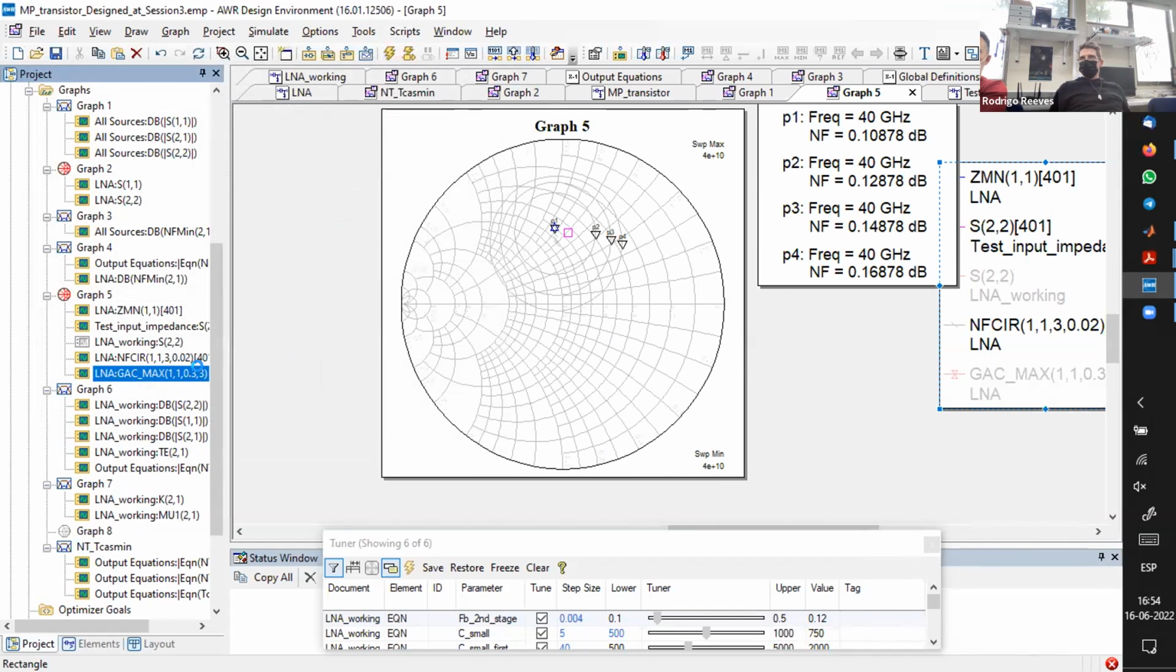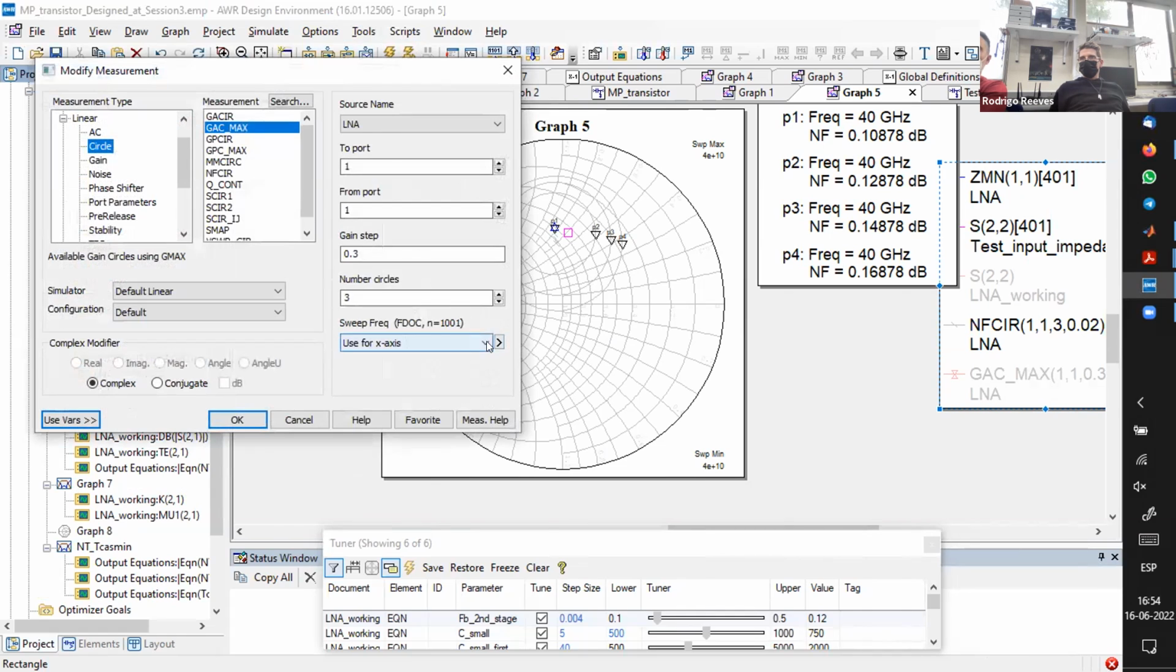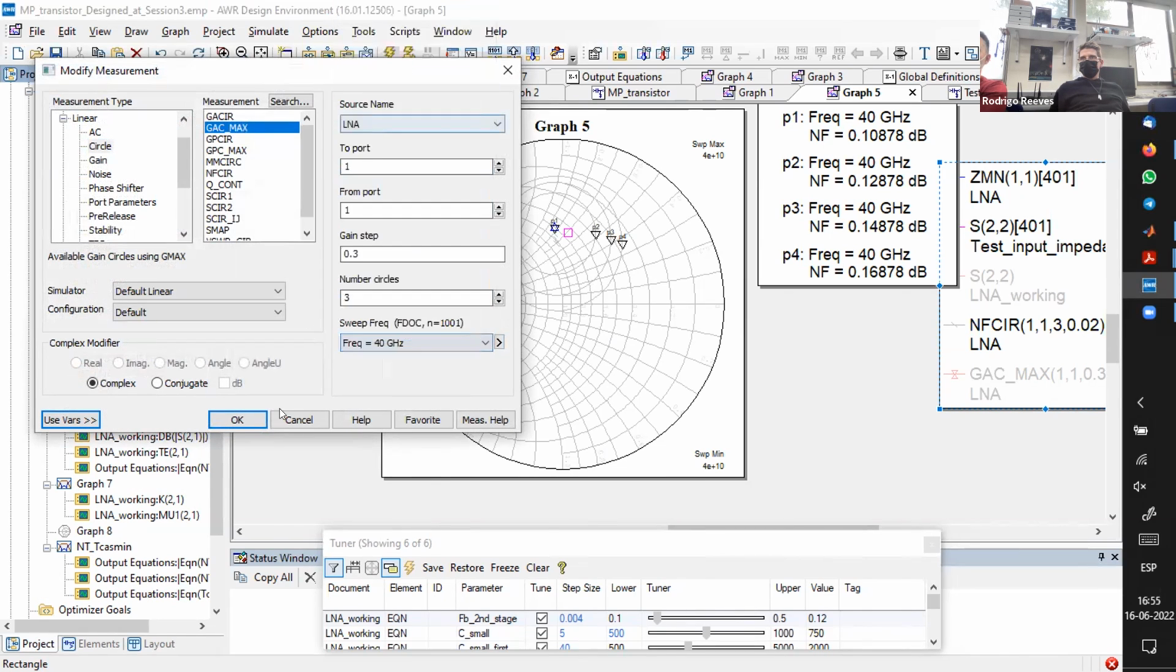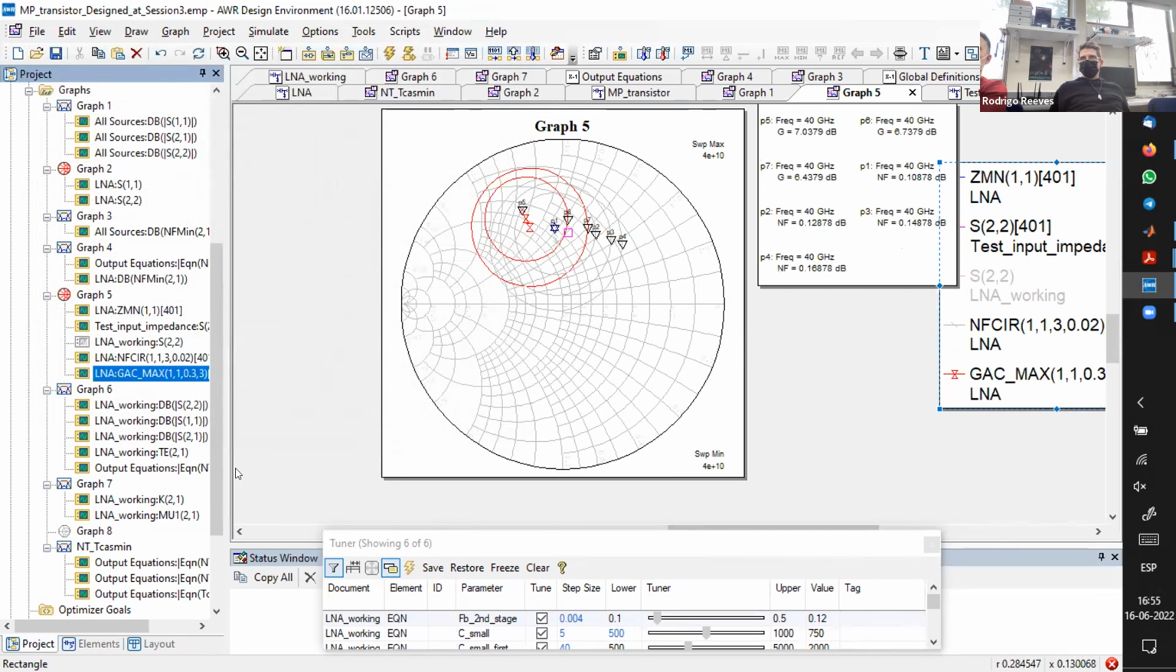Okay, maybe I need to figure out at which frequency. This center is different from the center of the noise. Yes, as we already know, because we optimize for noise, and not exactly for gain.